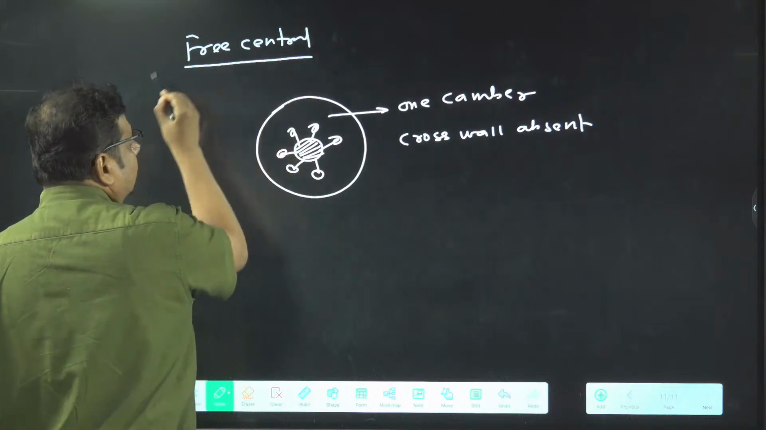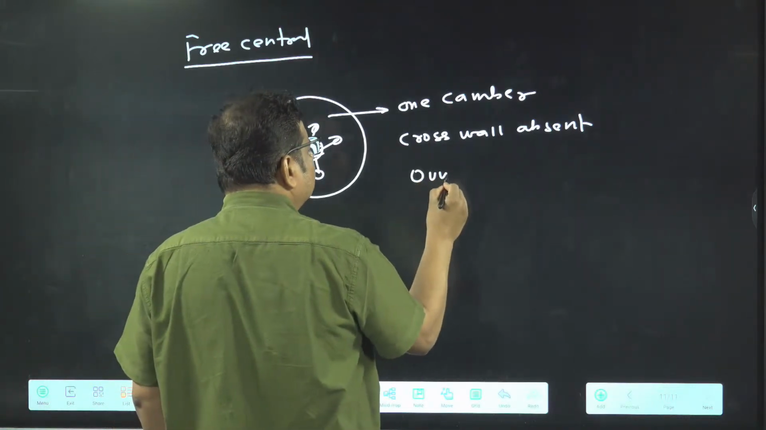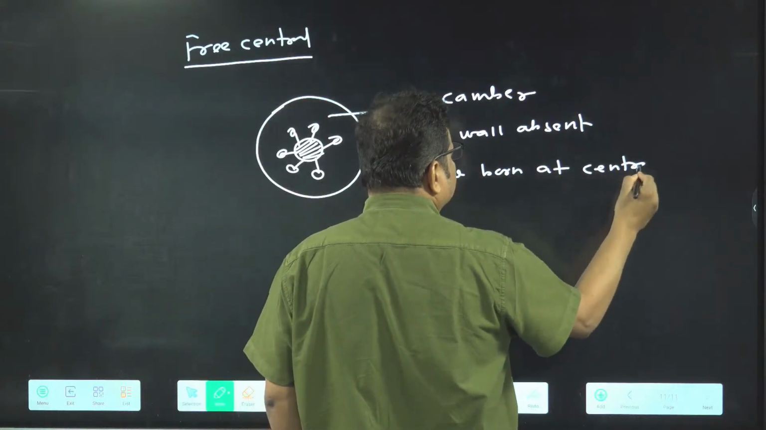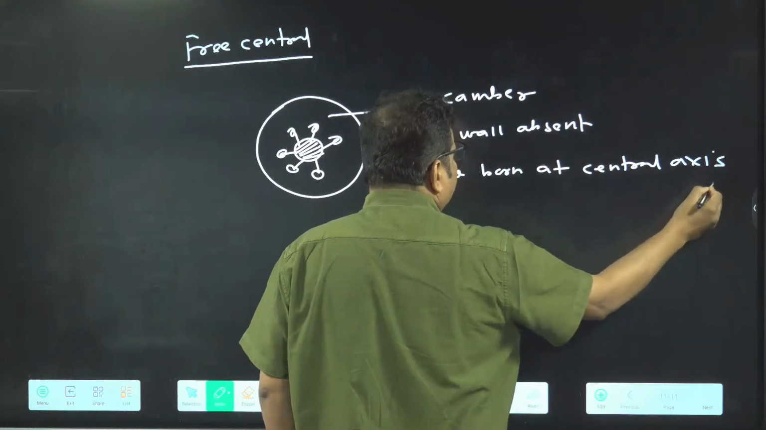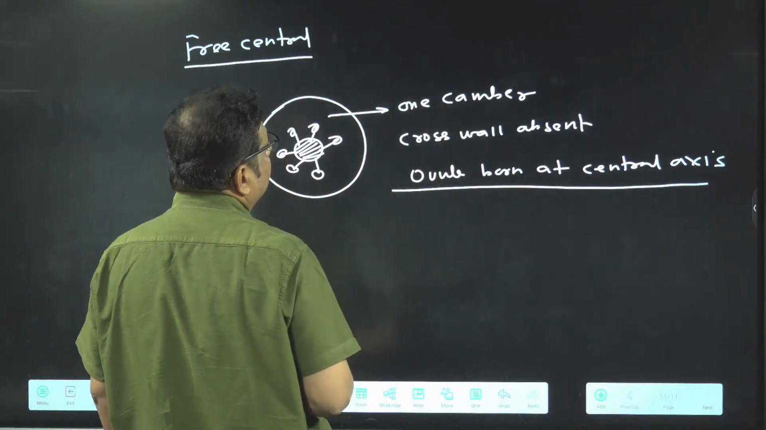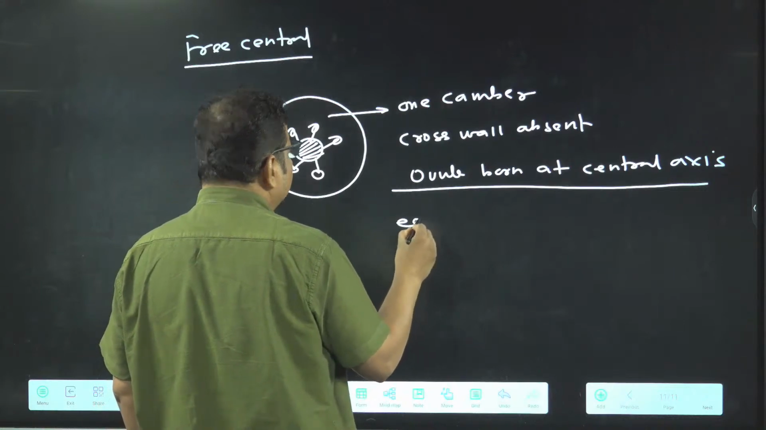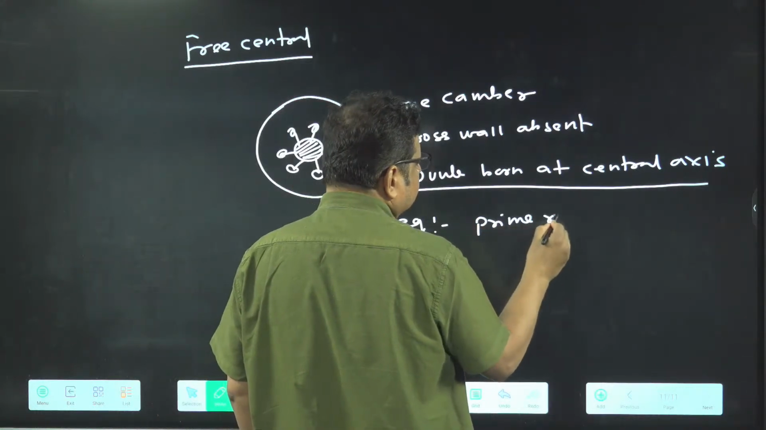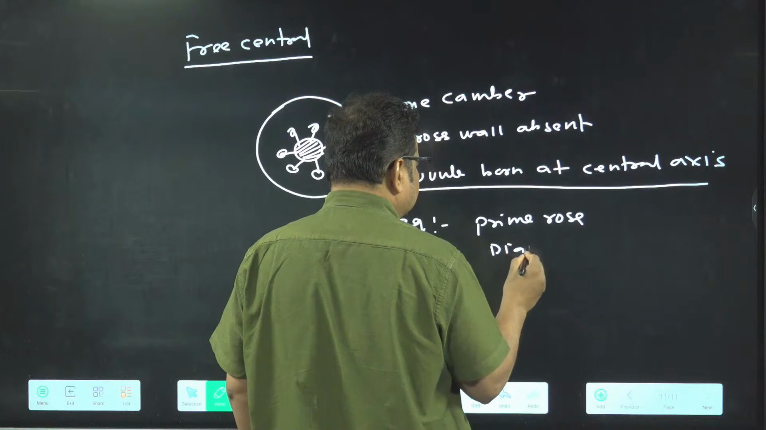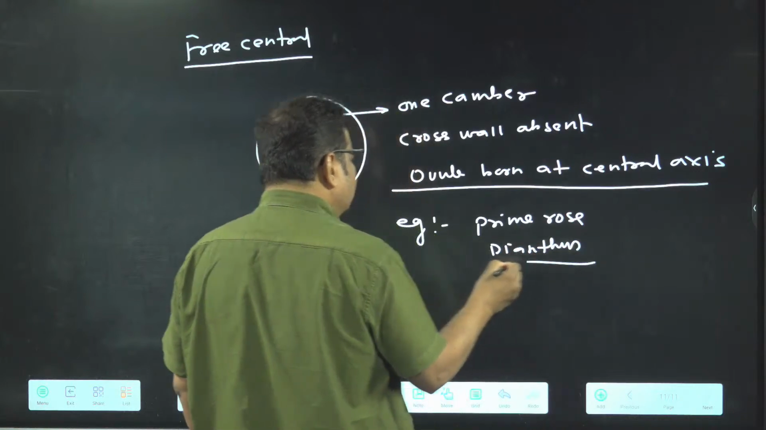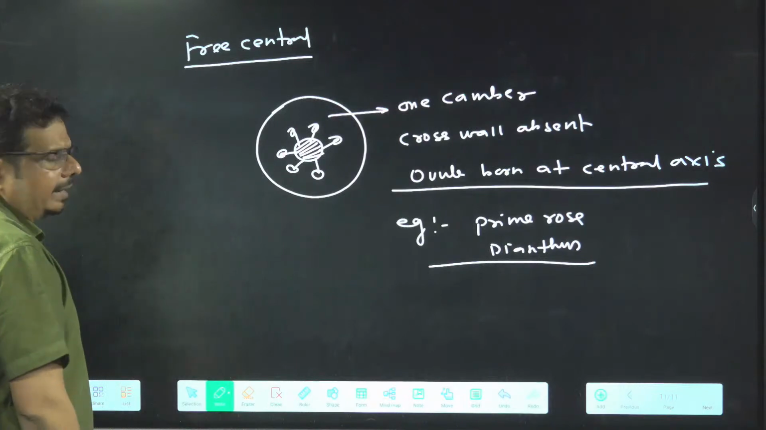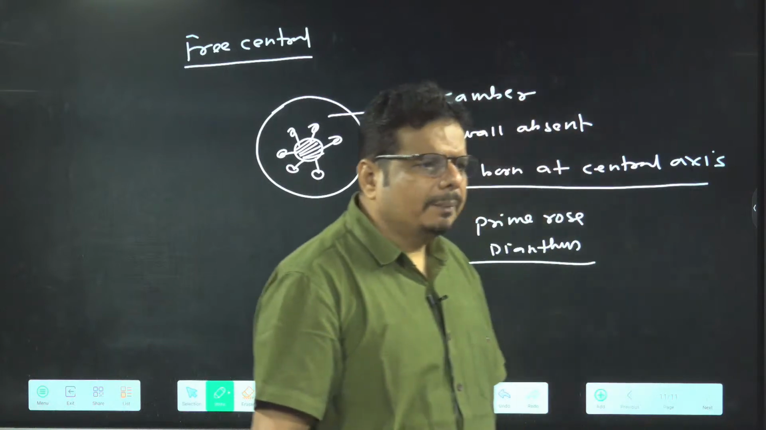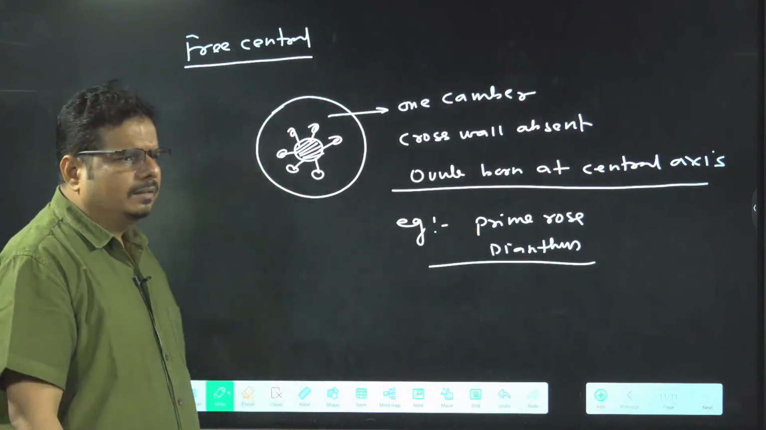And free central. Getting the idea? Ovules are borne at the central axis. And such kind of condition we report in case of which one? Such kind of condition we report in case of primrose and dianthus. So who is over? Free central is over. Getting the things or not? Of course, multicarpellary. Cross wall septa is not there, but it is multicarpellary.